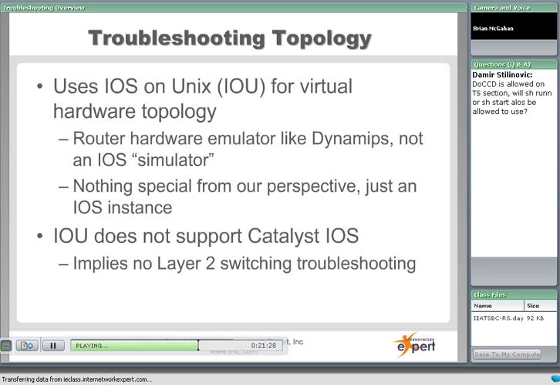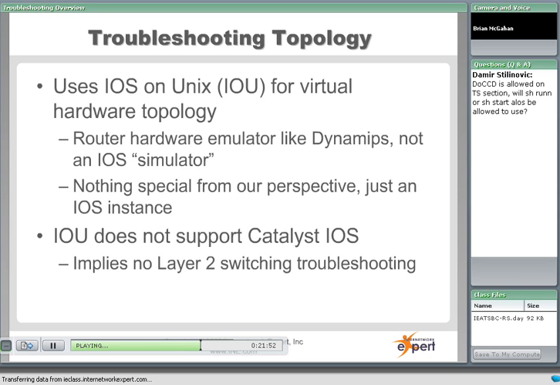So from our perspective, there's really no difference between a physical hardware router and the software IOU instance, because it's the same exact code that is running on either of them. Now, the main difference when we compare this to Dynamips is that IOU is written by the actual IOS team, so it's much more stable and it's much more scalable.